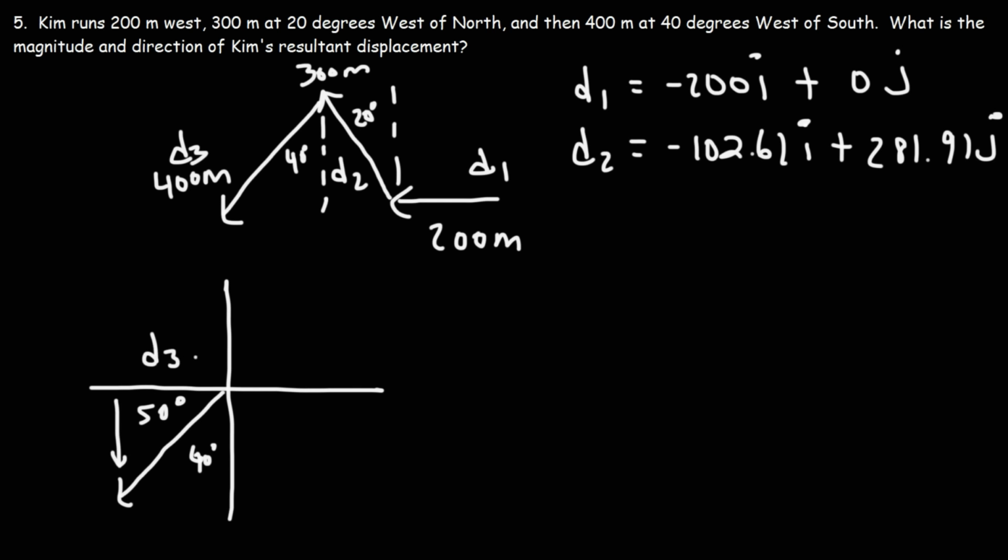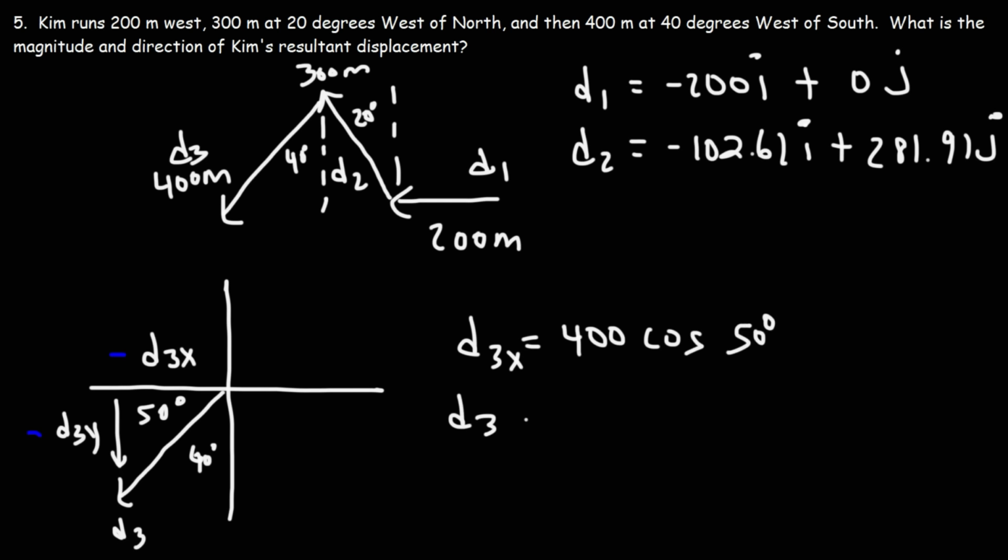So now let's get d3x and d3y. Now d3x is going towards the left, so it's negative. d3y is going down, so both of these values must be negative. d3x is going to be d3, which has a magnitude of 400, times cosine of 50 degrees. That's the angle between the x-axis and the vector. And then d3y, that's going to be 400 sine 50.